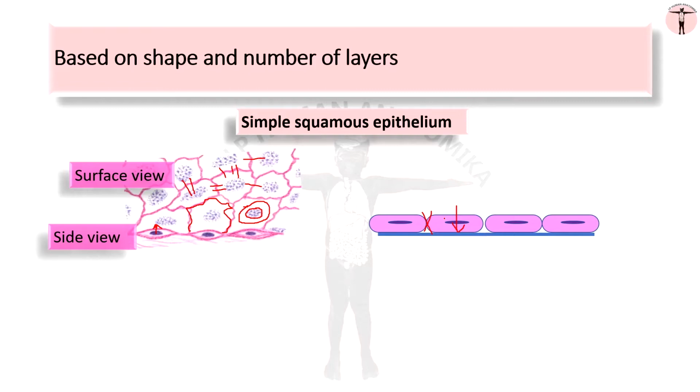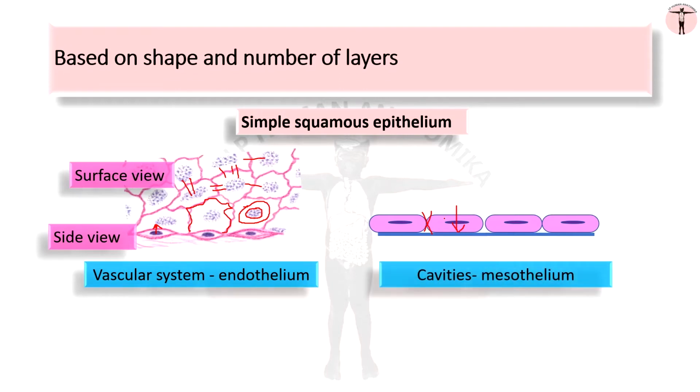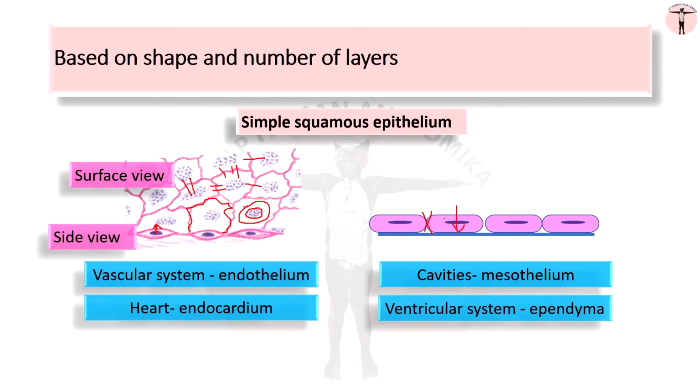Now, specific names are applied to simple squamous epithelium in certain locations. Epithelium lining the vascular system is called endothelium. Epithelium lining the walls and covering the contents of the thoracic, pericardial, and abdominal cavities of the body is called mesothelium. Epithelium lining the chambers of the heart is called endocardium, and epithelium lining the ventricular system is called ependyma.